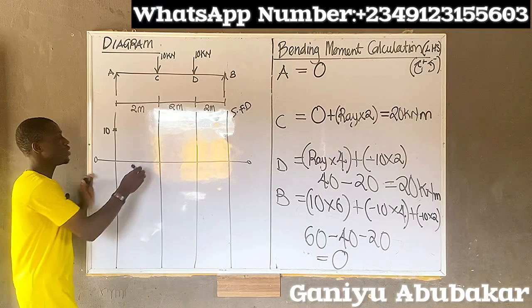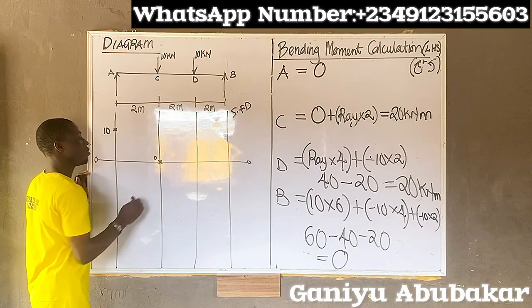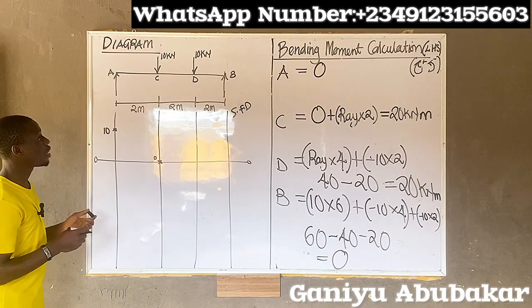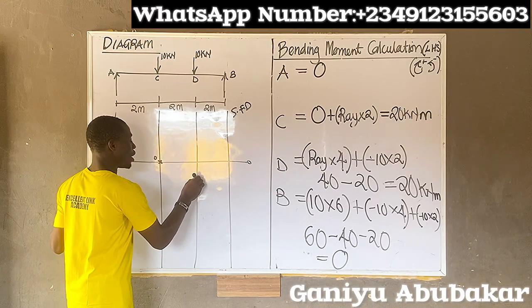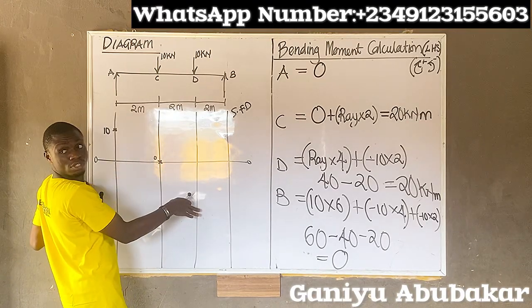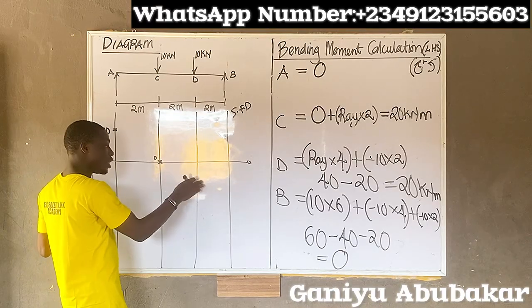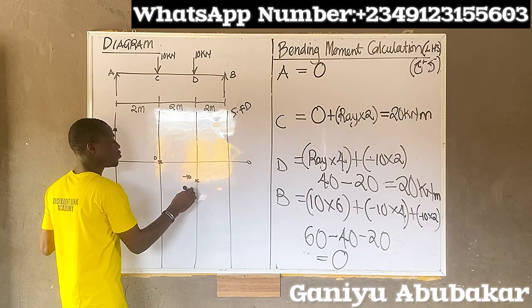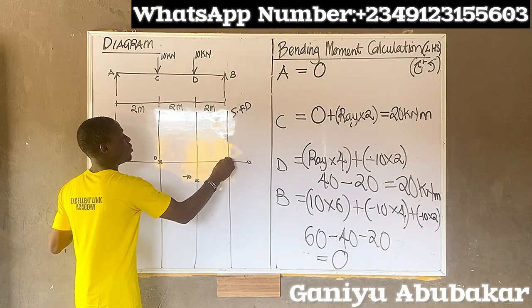Zero is here, somewhere here. So let me just mark it. At D, what is it? Let me come here and see, because minus is going downward. So let me call it here minus 10. What next? At B is what? Zero. So minus 0 here.